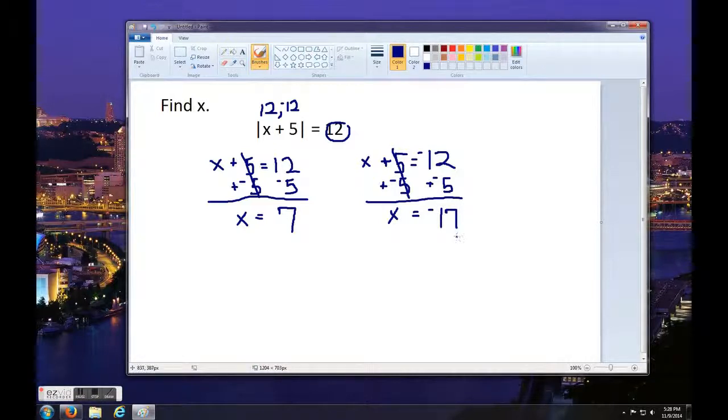And we can check our work now. Once we've done this, we can take the 7 and plug it back into our equation. If we do that, we have positive 7 plus positive 5 equals 12. And so we know that that answer is correct. Then we do the same thing on the other side. Negative 17 plus 5 is negative 12. And we take the absolute value of negative 12, we end up with positive 12. So we know that our answers are correct, and we have solved the equation appropriately.